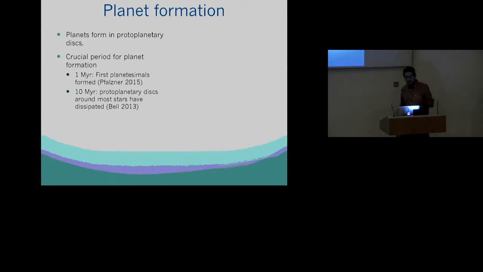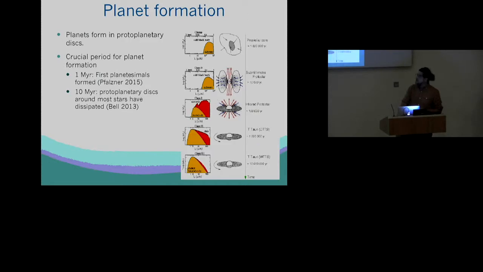Now, planets form in these protoplanetary disks, and the crucial period for this formation is between 1 million years, when the first planetesimals have formed, and 10 million years, when the protoplanetary disks around these young stars have dissipated. If we compare these timelines to the different phases of young stellar evolution, this corresponds to the class 2 phase.